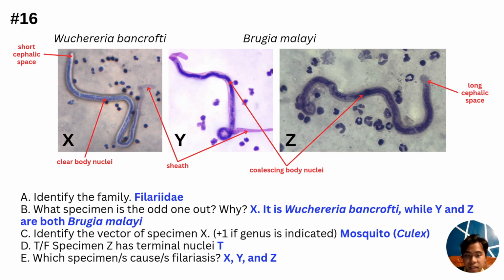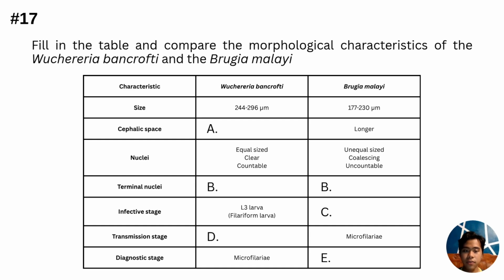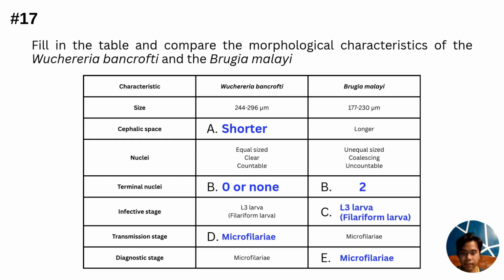For letter D, true, since one of the distinguishing features of Brugia, although not seen here, are the terminal nuclei in tandem with each other, which is, on the other hand, absent in Wuchereria. Lastly, for letter E, all of them, both Wuchereria and Brugia, cause filariasis. Next station, fill in the table and compare the morphology of Wuchereria bancrofti and Brugia malayi.